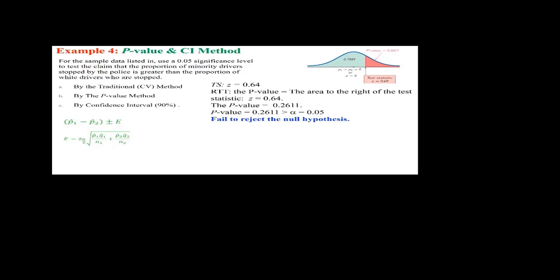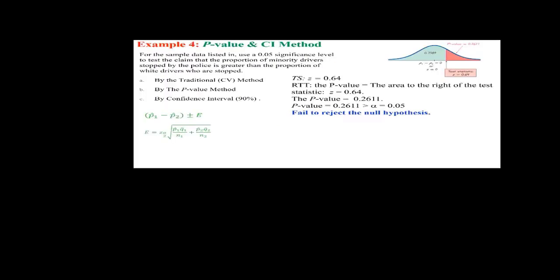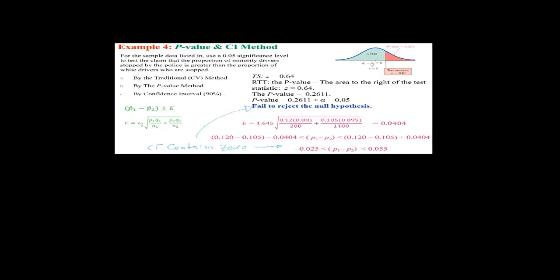To come up with a confidence interval, you need the formula on the left side, P1 hat minus P2 hat plus or minus E. P1 hat minus P2 hat you already have from when you calculated the test statistic. So all you have to calculate is the value of E. Simply plug in, and you end up with 0.0404. You subtract and add this number to P1 hat minus P2 hat, and it results in the following. We did not reject H0. Same result here. Why is that? Because the interval contains 0. Same result: fail to reject the null hypothesis.